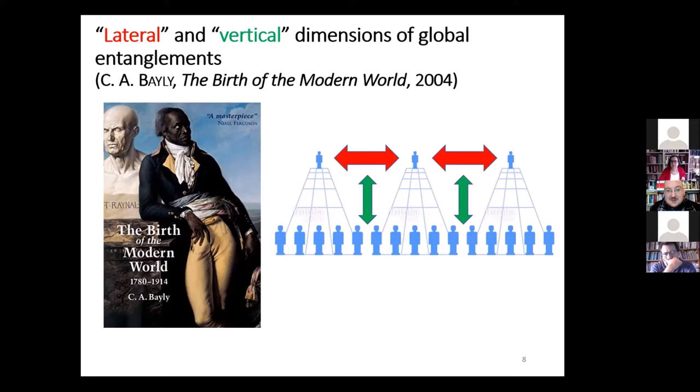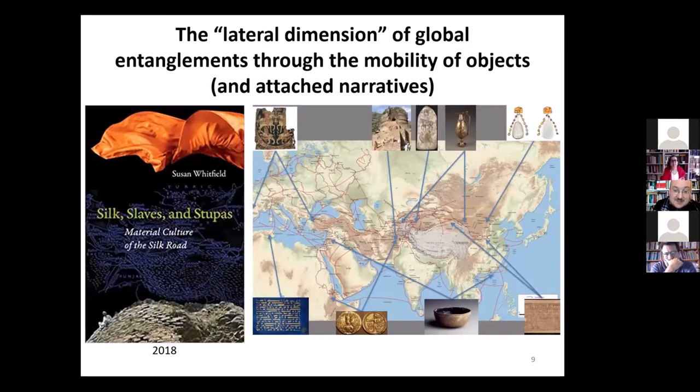And this vertical dimension, I'm especially interested in, and I would like to bring some examples today. So all these objects, which we may identify in themselves as manifestations of such narratives of the lateral dimension, they also may have a vertical dimension. Here, just one example, the great book of Susan Whitfield on silk slaves in stupas. And she also has some examples of such pieces of silk which were transported across Afro-Eurasia.